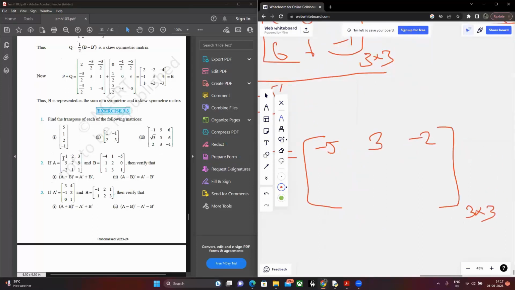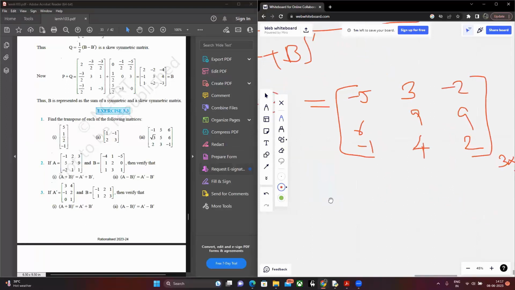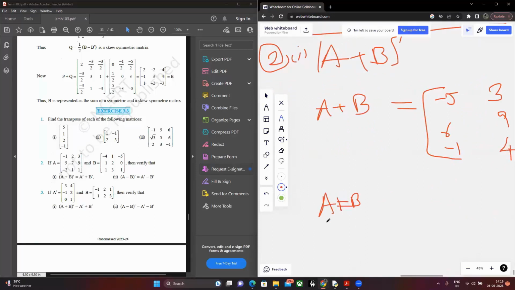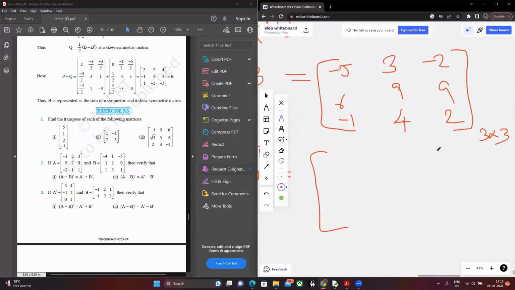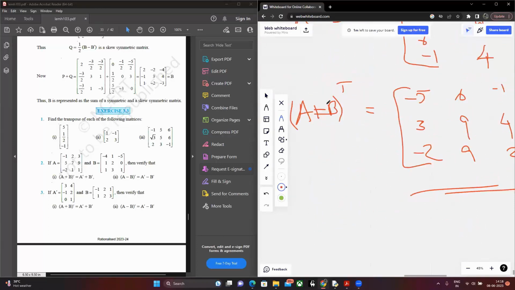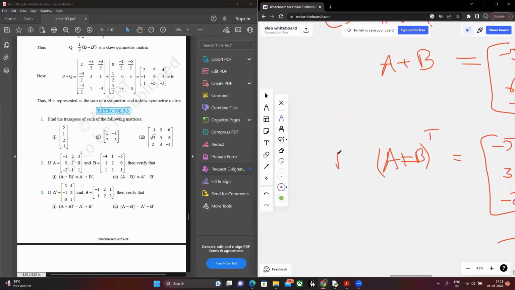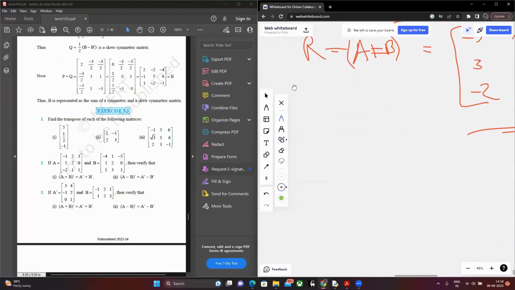And the whole matrix is going to be 3 + 3, because the second row is going to have a 6, and a 9. It's again going to have a 9. The third row is going to have a -1. This is going to be 4. And this is going to be 2. Therefore, your (A plus B) transpose is going to be a 3 × 3 matrix again, because it's a square matrix, the order does not change. It's going to be -5, -3, -2 over here, first column. Then you're going to have 6, 9, and 9 in the second column. The third column is going to have -1, 4. This is going to be (A plus B) the whole transpose. This is going to be your LHS.